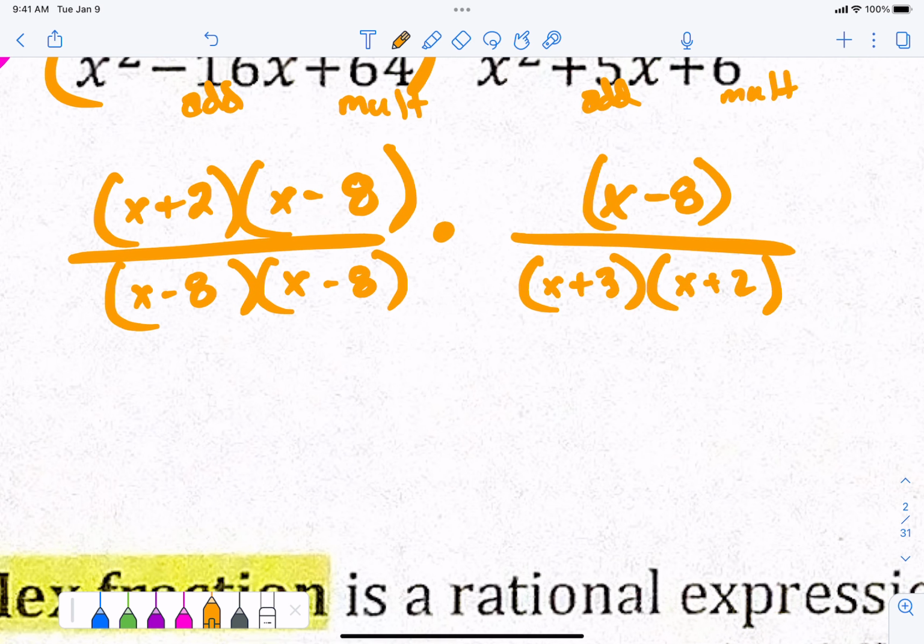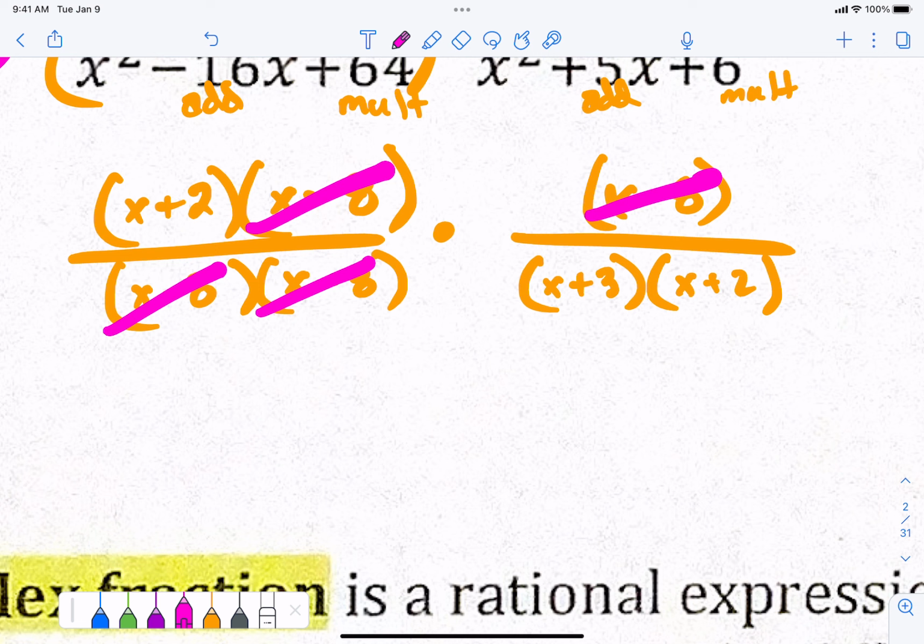Nice. Okay, now, last thing. This is the best part. Now we cancel, right? Like we get rid of stuff. So X minus 8 can cancel with an X minus 8. Then I have another X minus 8 and another X minus 8. I have 2 X minus 8s on the top, 2 on the bottom.